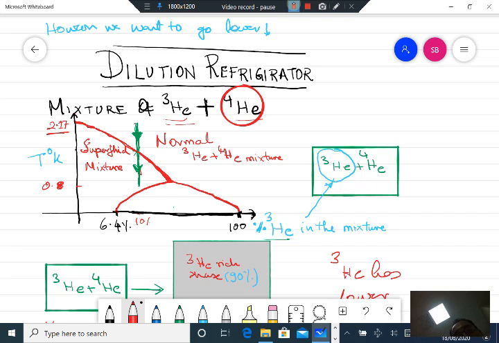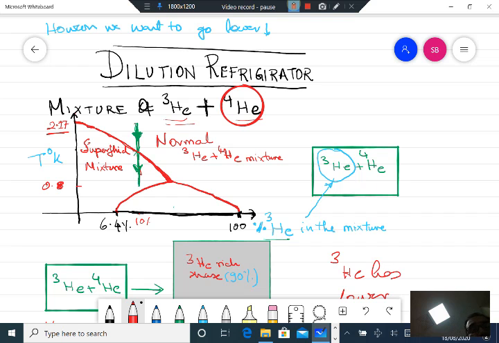So this is the superfluid transition temperature of the mixture of helium-3 and helium-4. Above this line, you have a normal helium-3, helium-4 mixture. It's a fluid. It's at low temperatures, but it is not in a superfluid state. It is only below this red line that the system goes into the superfluid state. Now, this mixture has some additional properties.